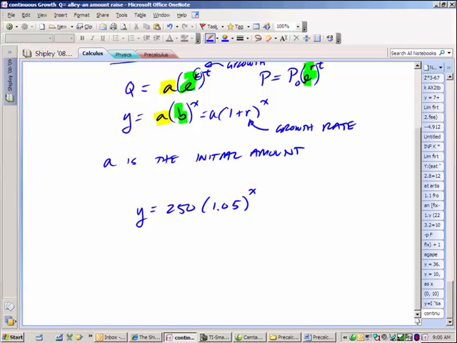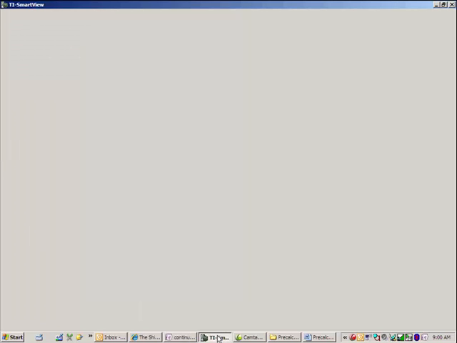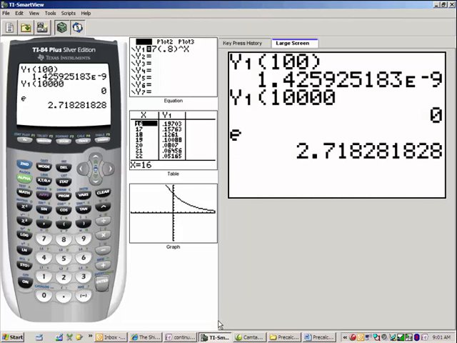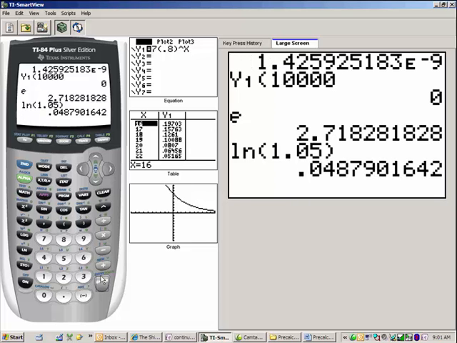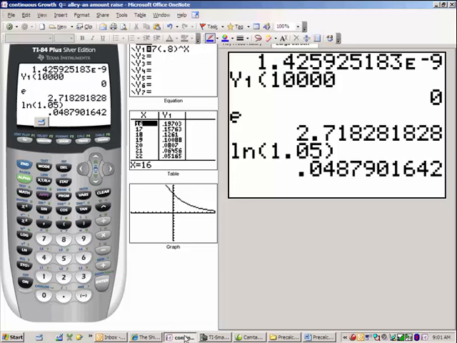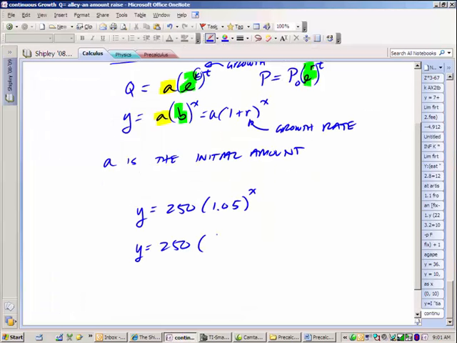I can convert this to a continuous growth rate very simply. Do me a favor and close your eyes just for a second. e to the k equals ln of 1.05, which is 0.0488. All right. Did you close your eyes? All right, you can open them.